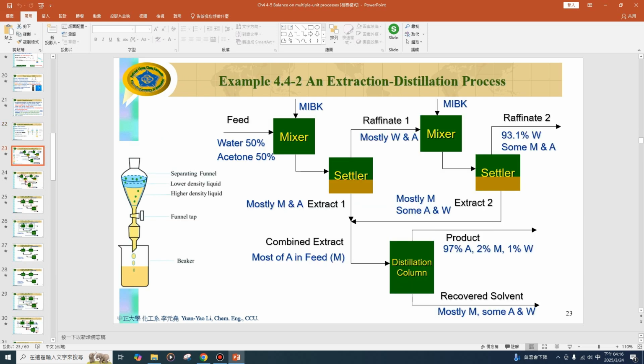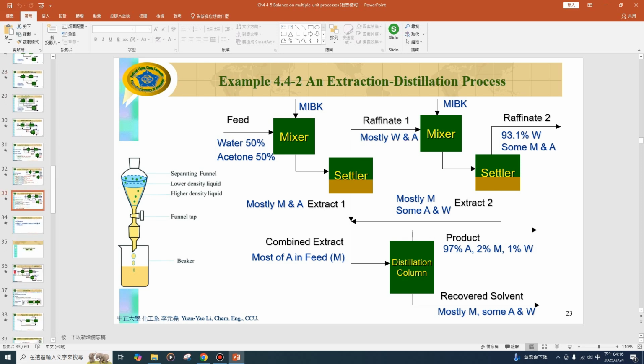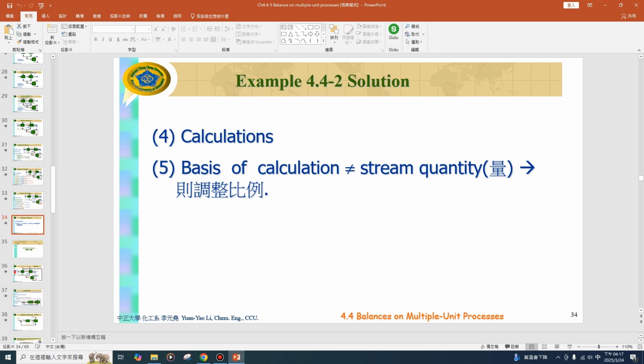I think last week the most important example or the topic we want to know is the extraction and distillation process, right? So I'm sure you understand this, and I want you to be very familiar with this example, so you can get good scores in your final and midterm exam.